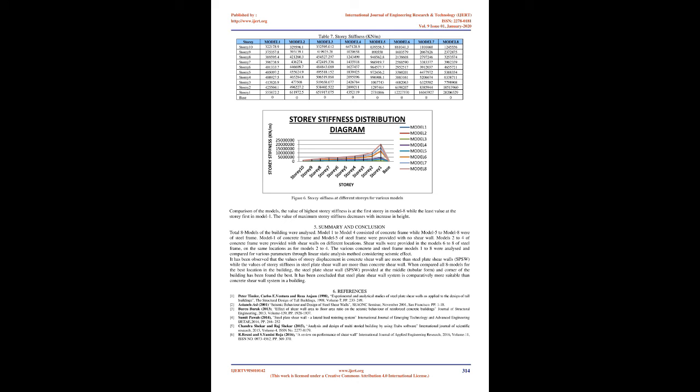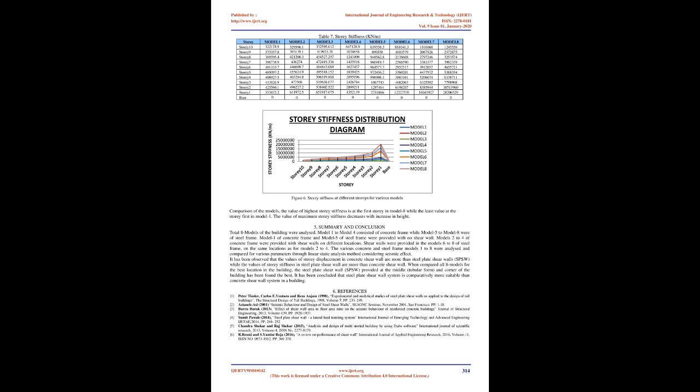4.4 Overturning moments. The values of maximum overturning moments obtained for various models, as per IS 1893, Part 1 2002, are given in Table 6 and shown graphically in Figure 5. Figure 5. Overturning moment at different stories for various models. Comparison of the models. The highest overturning moment is at the base in Model 3 while the lowest value is at the base in Model 5. The value of maximum overturning moment decreases with increase in height.